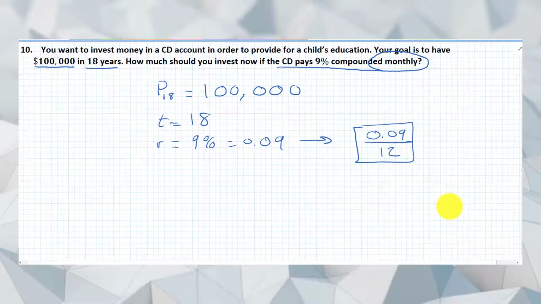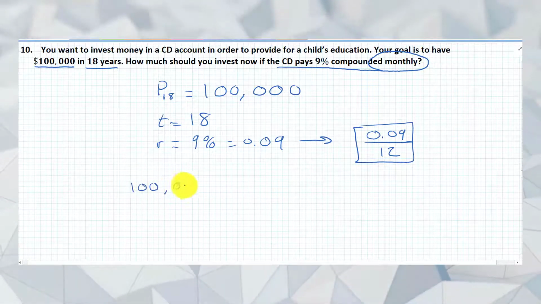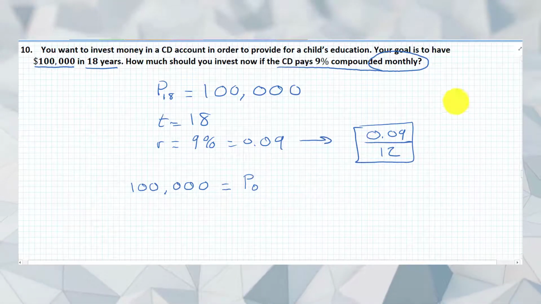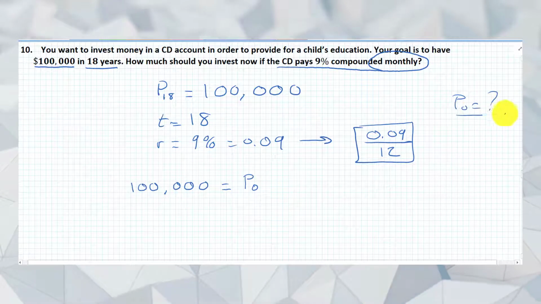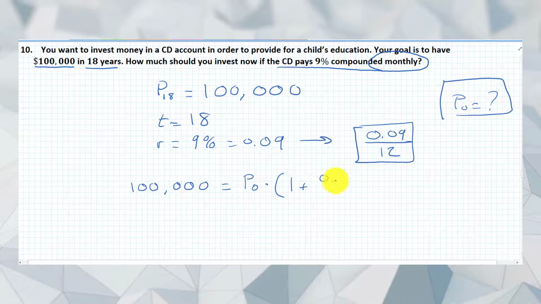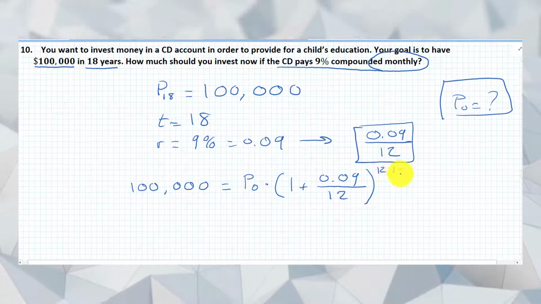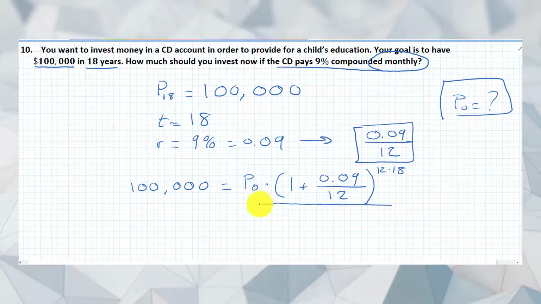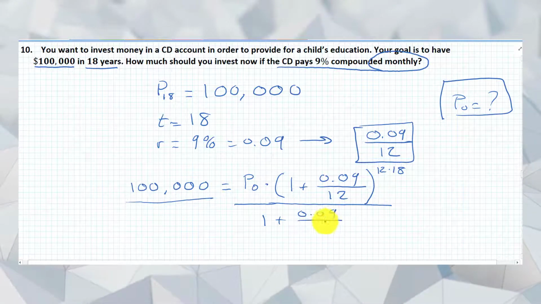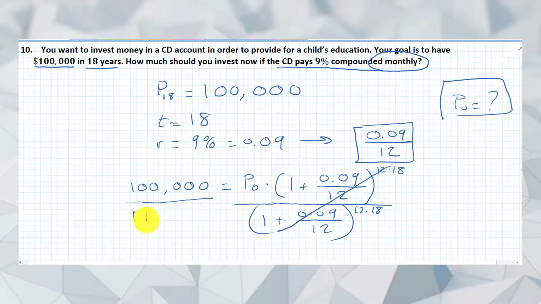So the equation I have to solve is P18 is $100,000. This is what I will have when I invest what I'm looking for. Again, the problem is what are you investing? So P naught, I'm looking for, times 1 plus 0.09 divided by 12 to the power of 12 times 18. So you divide both sides of this equation by 1 plus 0.09 divided by 12 to the power of 12 times 18, and you will find what P naught is.